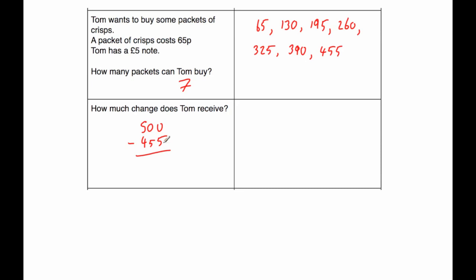Now 0 take away 5 we can't do, so we're going to need to borrow, but there's nothing to borrow from there, so we're going to have to cross off the 5 and call that a 4, put the 1 there to make a 10, cross off the 10 and call it a 9 and carry the 1 over there. So we've got 10 take away 5, which is 5, 9 take away 5, which is 4, and 4 take away 4, which is 0. So the change will be 45 pence.